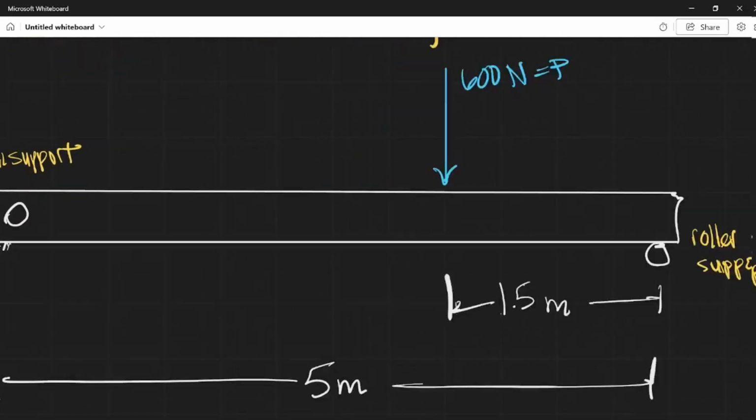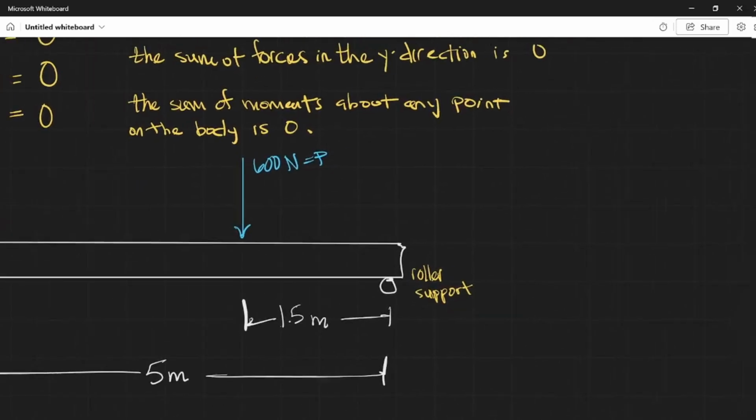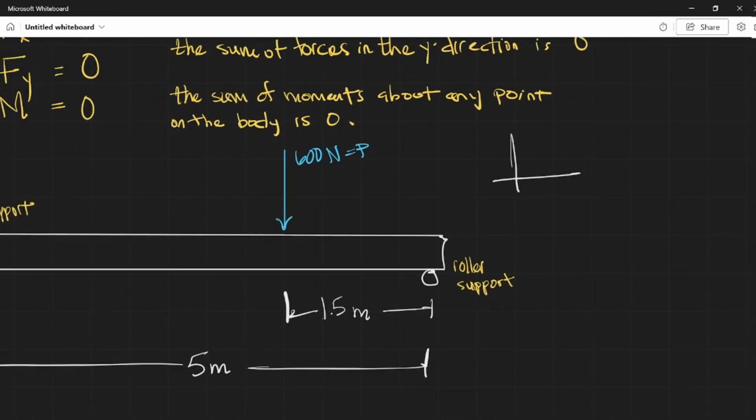What is the significance of the pin and the roller? Why do we need to know that? Well, these different supports are going to constrain the motion of this beam. For example, the roller support is going to stop the beam from accelerating in the downward direction. It's going to keep it stationary in the y direction. And by the way, it's always important to label our coordinate system.